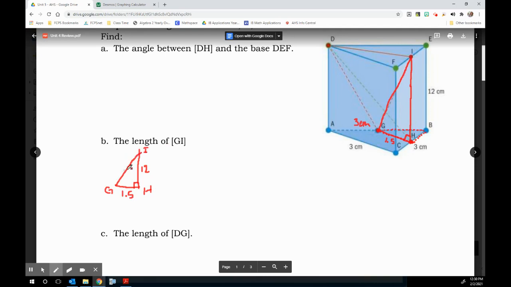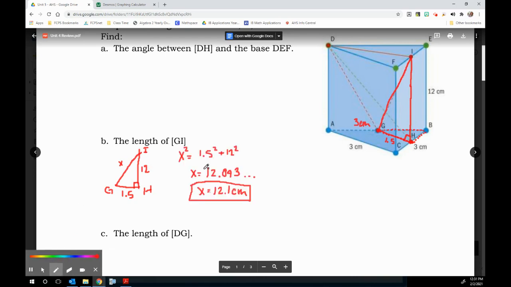And now we're looking for the length G to I, which I'll just call X. So now that we've pulled that triangle out, that's the hard part. Now we just have to do Pythagorean theorem to figure out X. So finding that hypotenuse, I'm looking at 1.5 squared plus 12 squared. So about 12.093, but rounded to 3 sig figs, we're looking at 12.1 centimeters for G to I.